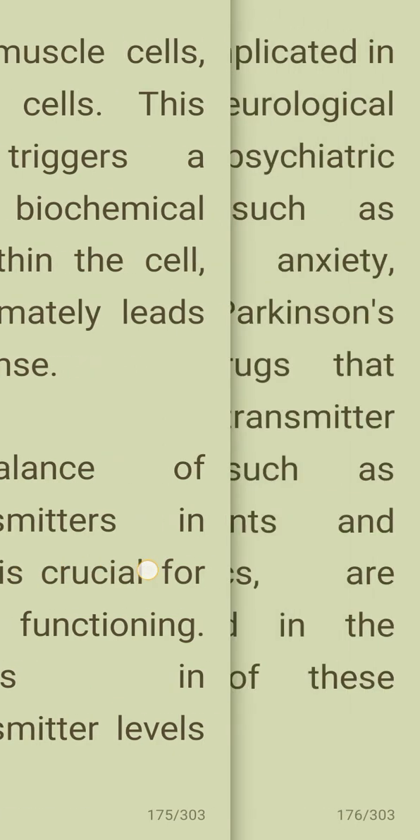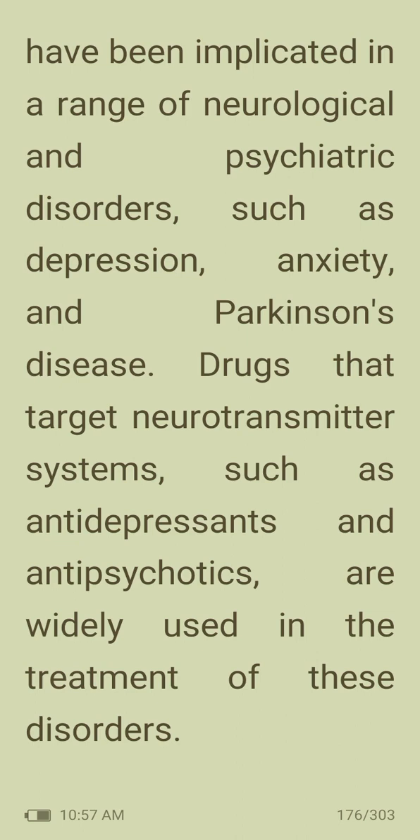Imbalances in neurotransmitter levels have been implicated in a range of neurological and psychiatric disorders such as depression, anxiety, and Parkinson's disease. Drugs that target neurotransmitter systems such as antidepressants and antipsychotics are widely used in the treatment of these disorders.